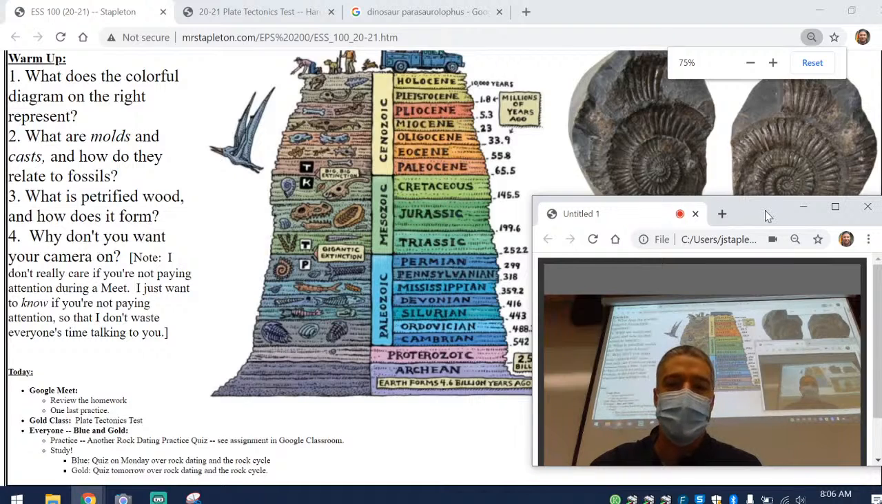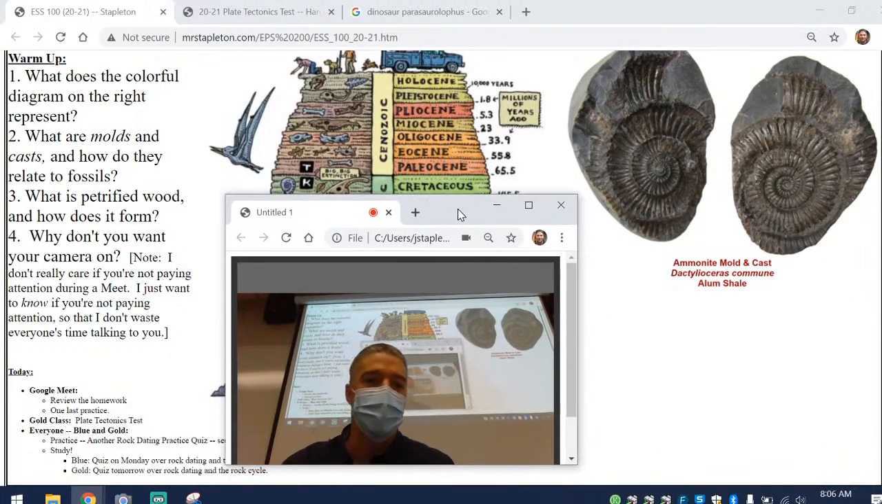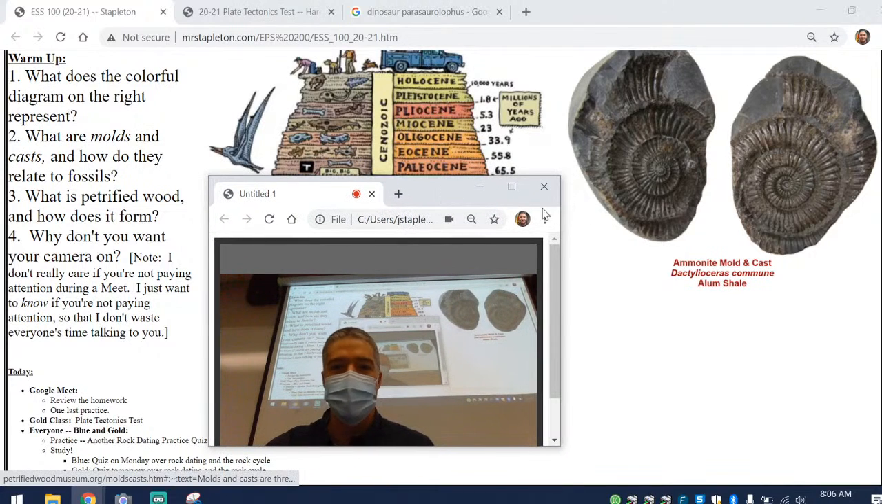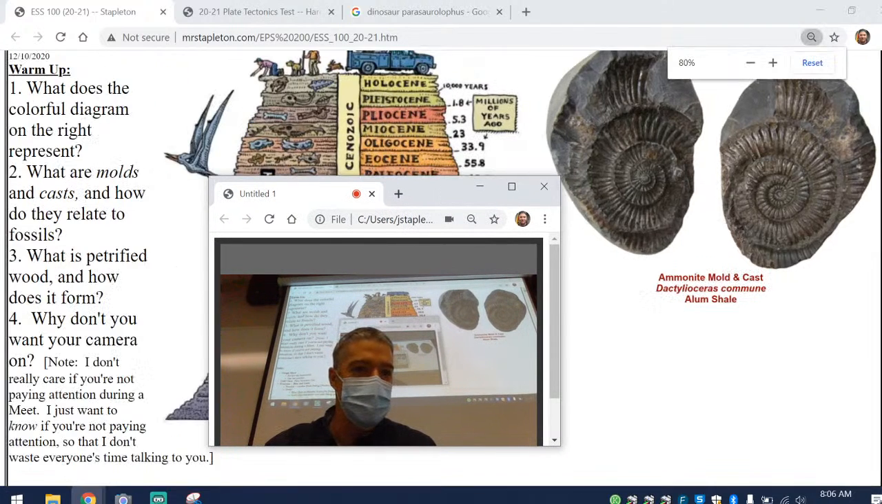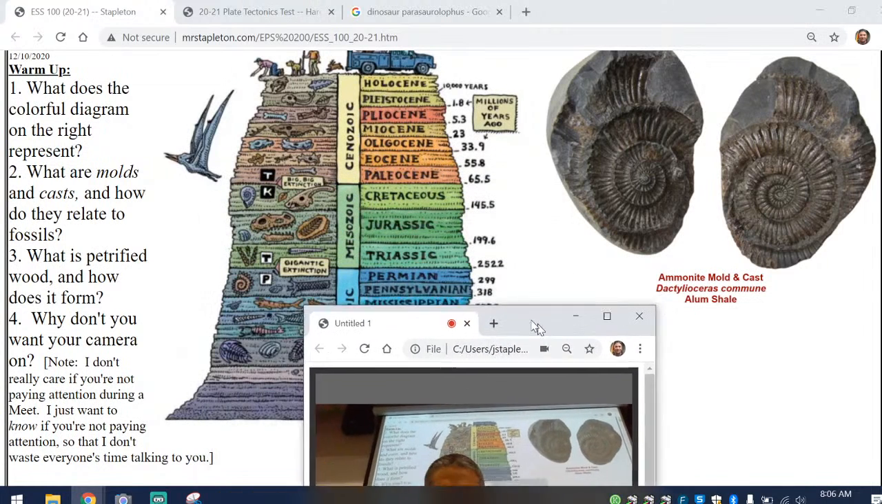Now, yesterday when I was telling you about fossils, I was really just describing one kind. I felt kind of silly after that. So question number 2 says, what are molds and casts and how do they relate to fossils?